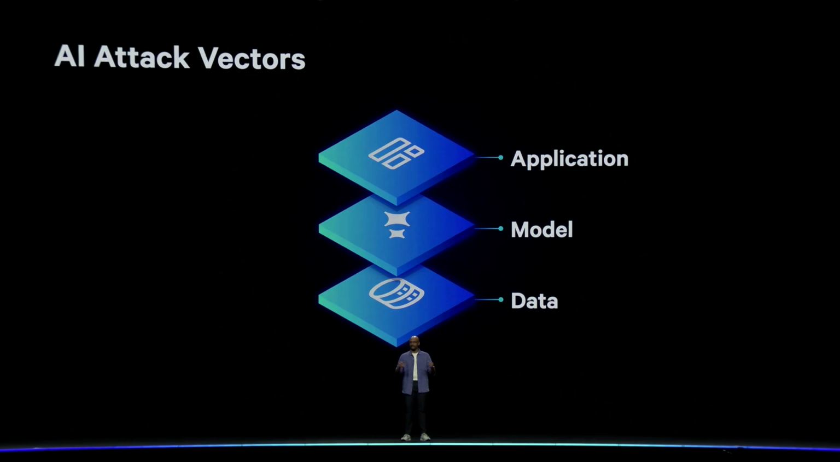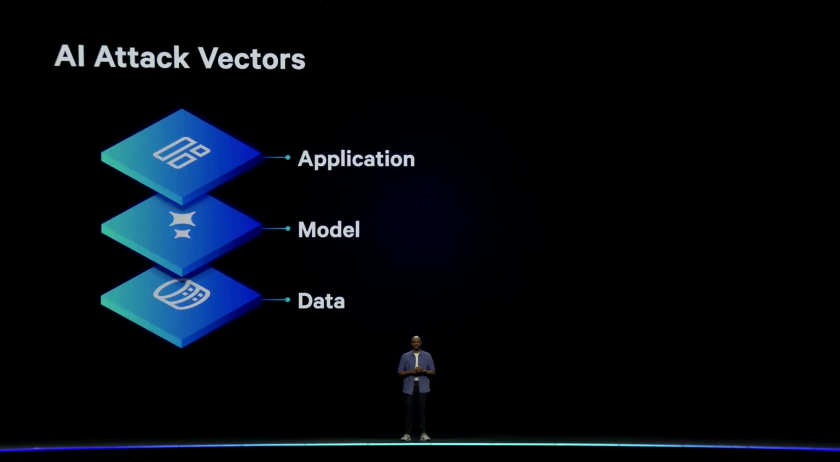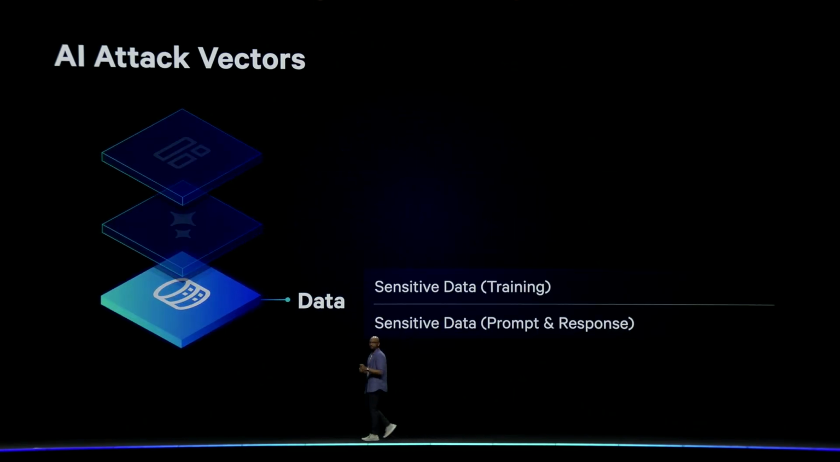Now, let's dive right in to see how we can secure our AI stack from these new attack vectors. We'll take a look at a few examples at each layer, starting with data. At the data layer, we need to prevent sensitive data leakage in training datasets and prompt response pairs. Let's take a look at how this works while I'm training my new AI app with sensitive data scanning enabled.